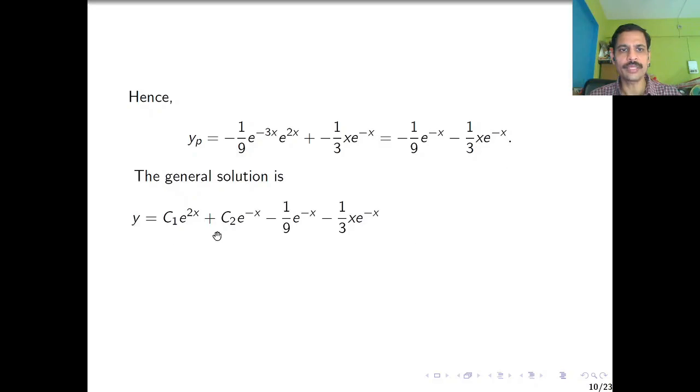The general solution will be the general solution of the homogeneous ODE plus this particular solution. But we see that this is an arbitrary constant and this is a fixed constant. We can combine these two terms and write using some other constant C2. The general solution is C1 e raised to 2x plus C2 e raised to minus x minus 1 by 3 x e raised to minus x. Though we are using the same C2 here, this C2 is different from the earlier C2, just that the C2 is absorbing this constant.